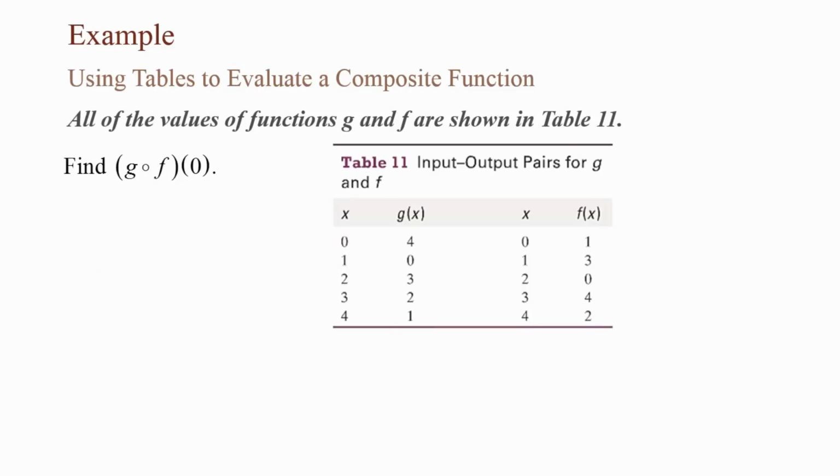In this example, using the same table, we want to find g of f of 0. That means our input is going to be 0 on our f of x function, which gives me an output of 1. So now I have to find g of 1. So I have 1 under the x, 0 for my output, which means g of f of 0 is equal to 0.